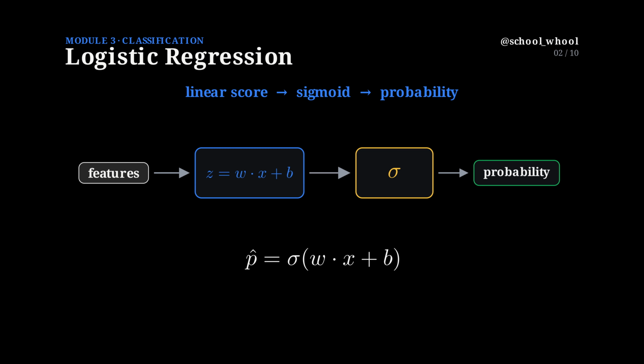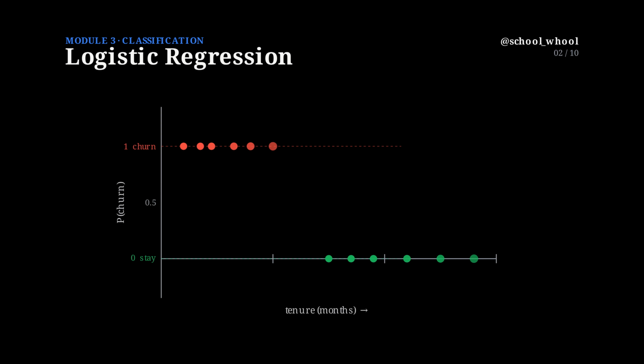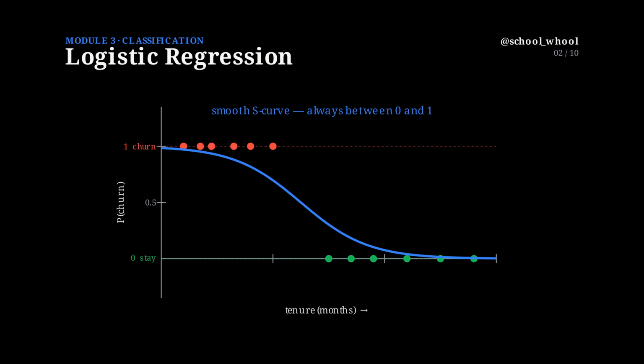Back to our customers. Now the model's output is this smooth S-curve. For short tenure customers it reads high, very likely to churn. For long tenure ones it reads low. And it never once leaves the 0 to 1 range.